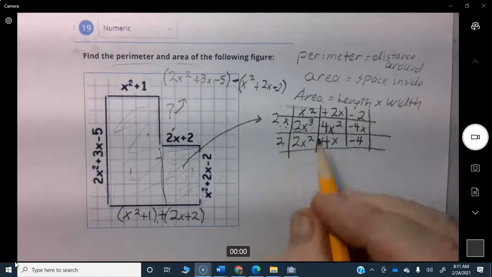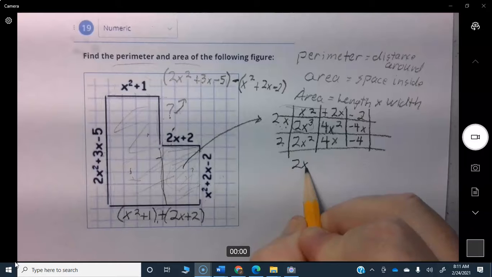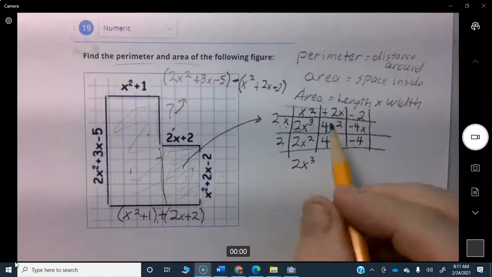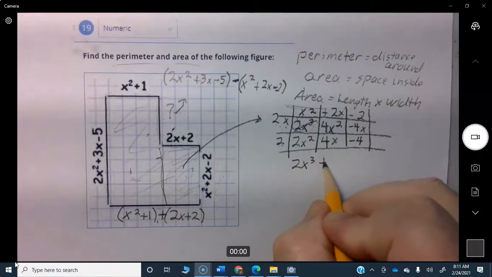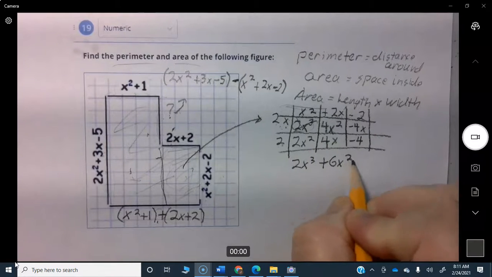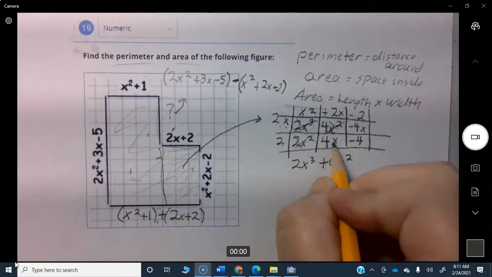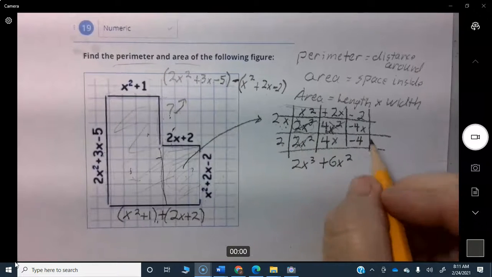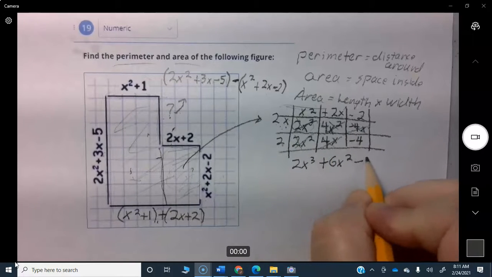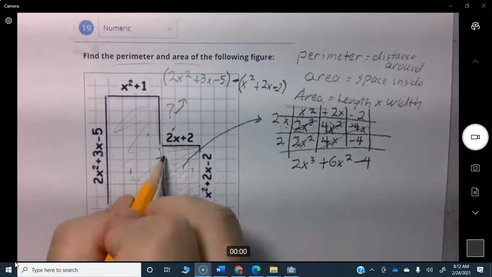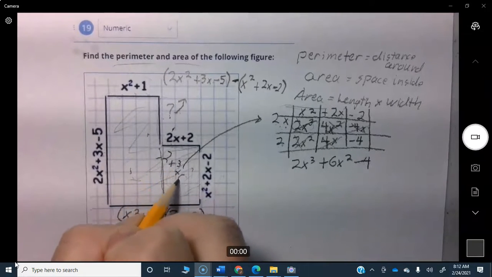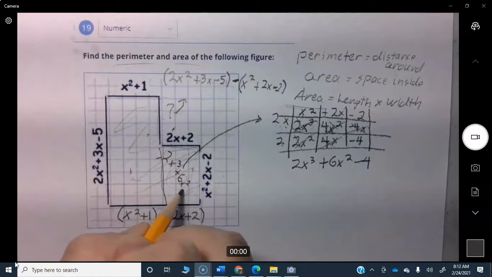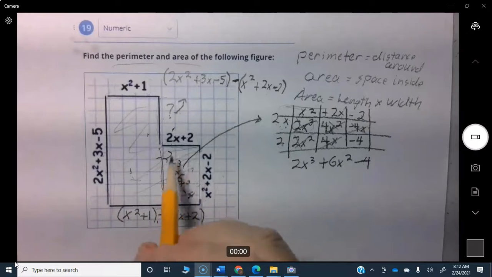So I've got an x to the third term, 2x to the third. I've got 4x squared, 2x squared is 6x squared. You're adding them now. 4x minus 4x goes away, it's 0. Cross those out, and minus 4. So this is that area, 2x to the third plus 6x squared minus 4. Okay, so now you've taken care of this rectangle.